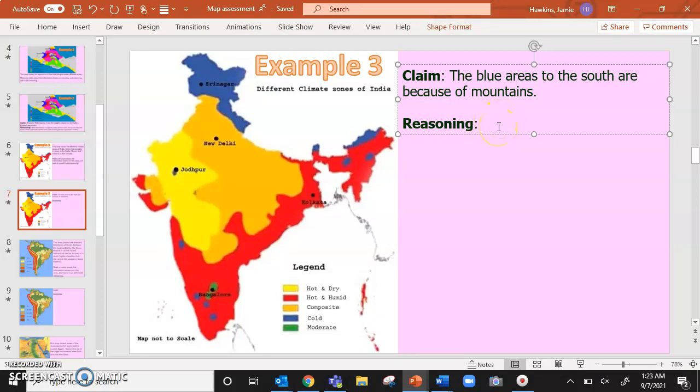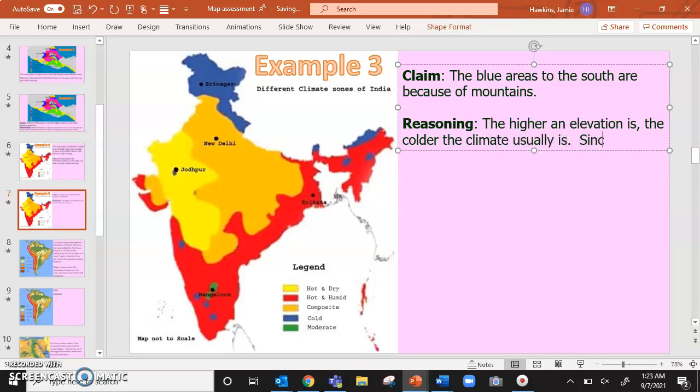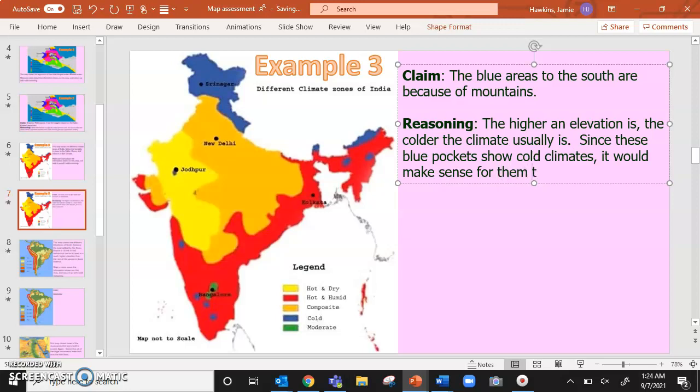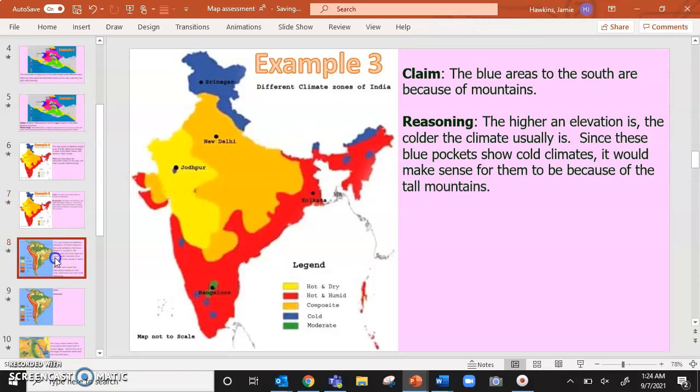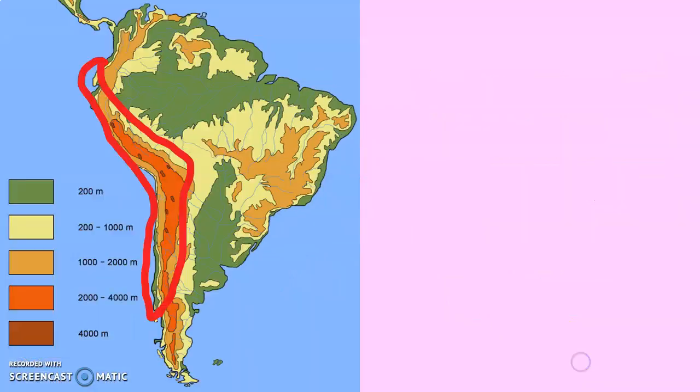And I'm going to say, I think this because the higher an elevation is, the colder the climate usually is. Since these blue pockets show cold climates, it would make sense for them to be because of the tall mountains. And then we go on to our next map.